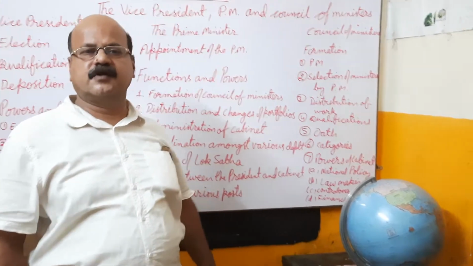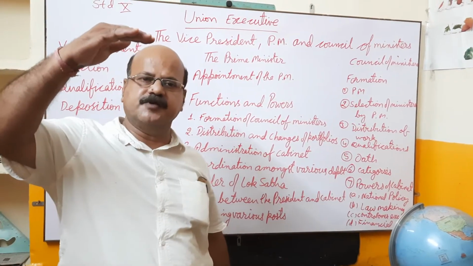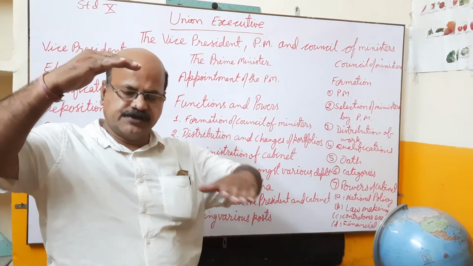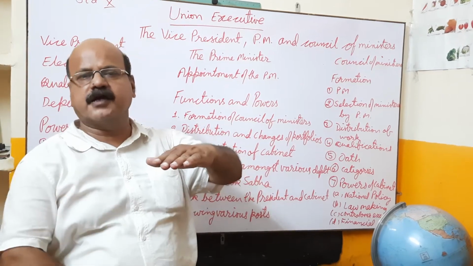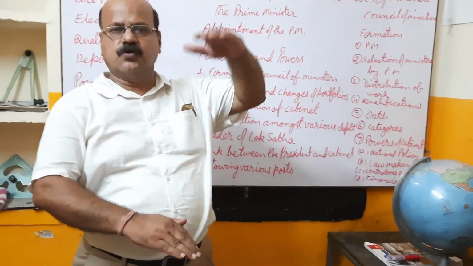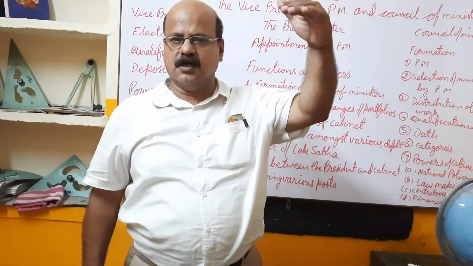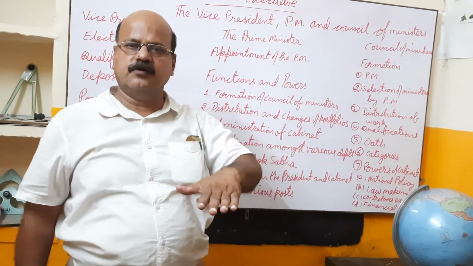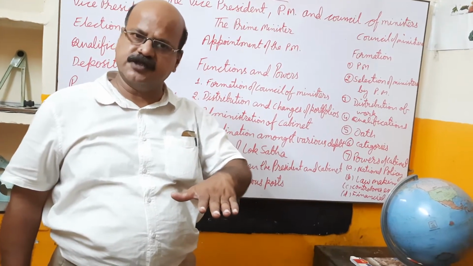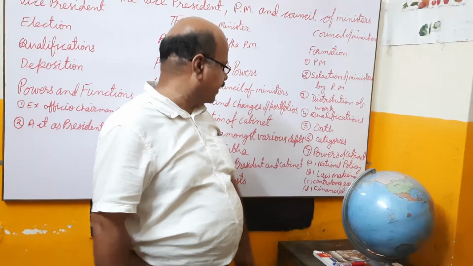Categories. There are three categories of ministers. First rank ministers are cabinet ministers. Second rank ministers are the ministers of the state, and third rank is of deputy ministers. So there are three types of ministers. Cabinet ministers are the highest ministers. Number 2, ministers of the state or state ministers. Third, deputy ministers.